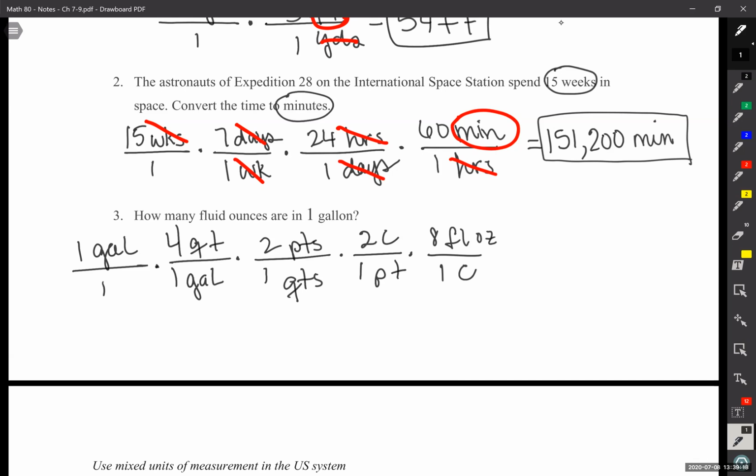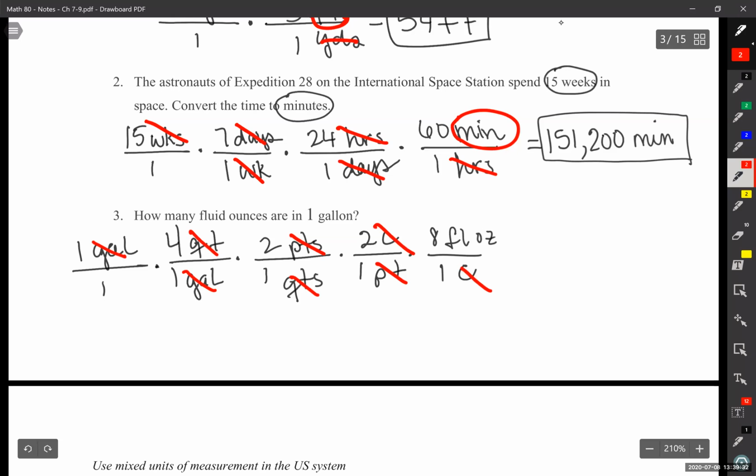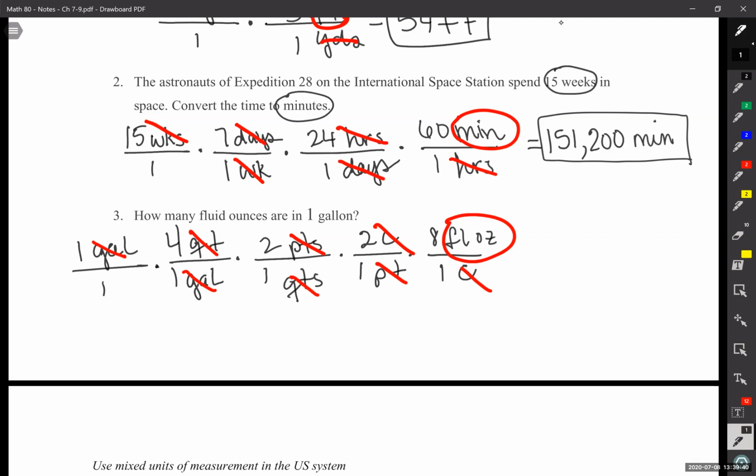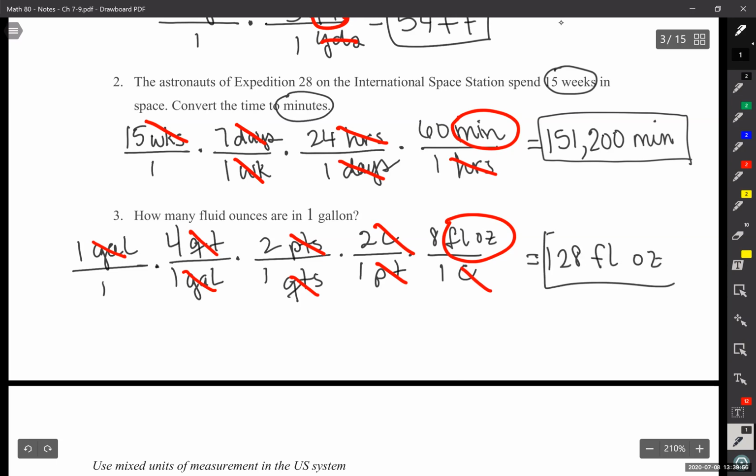Okay, this is where you take a second and cross everything off to make sure we put our fractions in correctly. Top and bottom gallons, top and bottom quarts, top and bottom pints, top and bottom cups, and the only units I have left are fluid ounces, which is what we were looking for. So to finish off this problem, I need to multiply everything you see in the numerator. The 4 times the 2 times the 2 times the 8, and we get 128 fluid ounces. That's how many ounces are in a gallon.